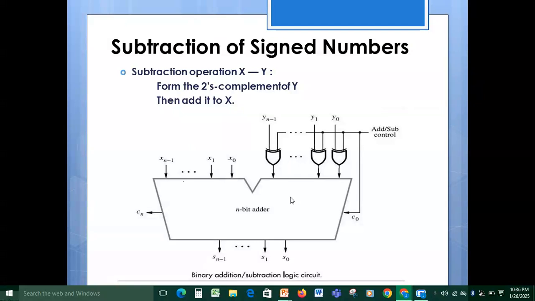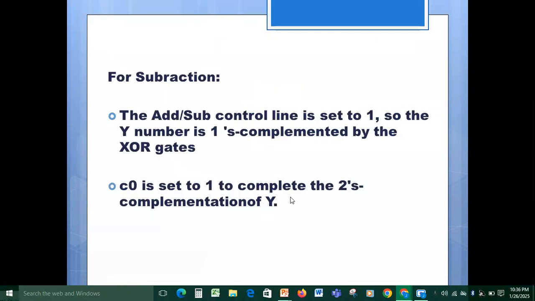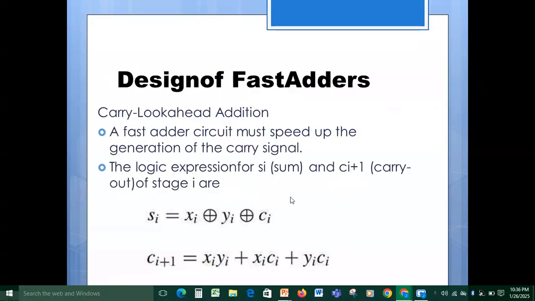So this will also contain the delay. So that's why we are going for fast adders. So what I said, the same thing has been explained here. So, design of fast adder.